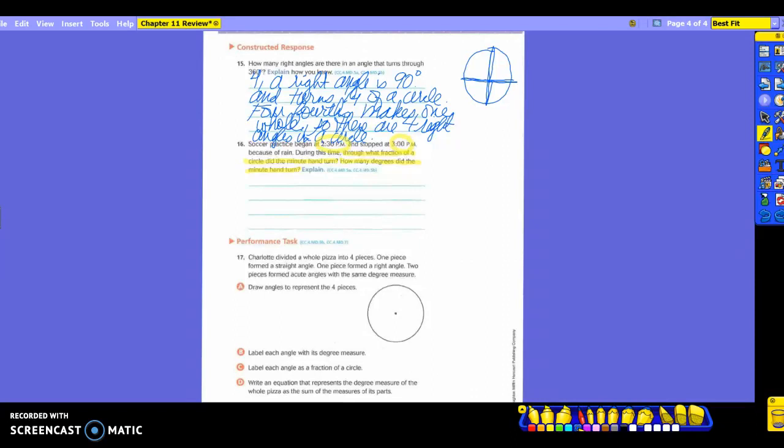So who knows how long it takes from 2:30 to 3 o'clock? Elena? 30 minutes. So that means it's going to be how much of the clock? If it takes from here, which is the 30, right, to the next hour, how much of the clock am I looking at? A half. So is that the first one? Through what fraction of a circle did the minute hand turn? So you would say a half turn.